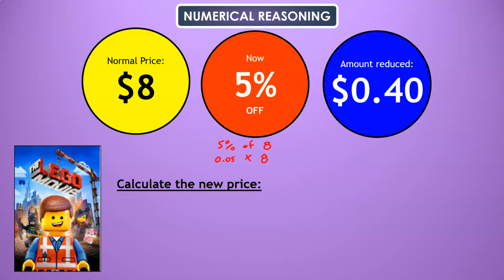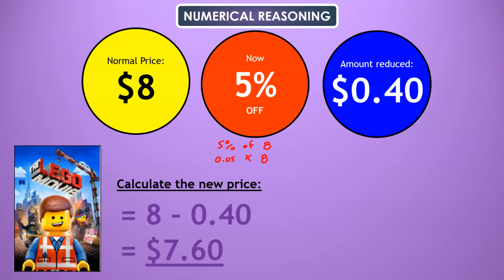So we can calculate the new price. 8 take away 40 cents gives us $7.60.